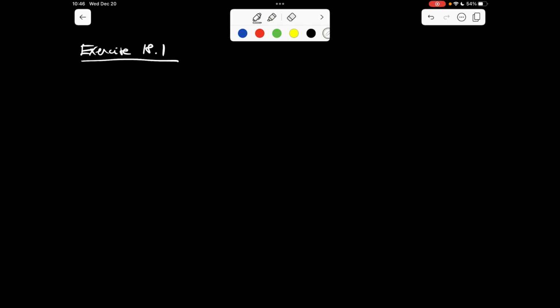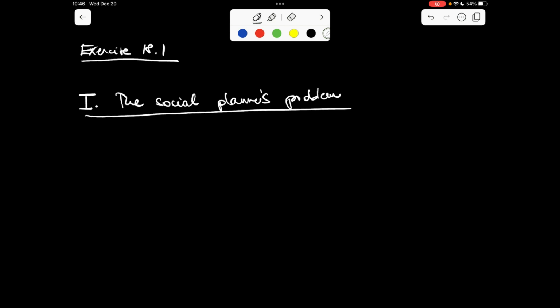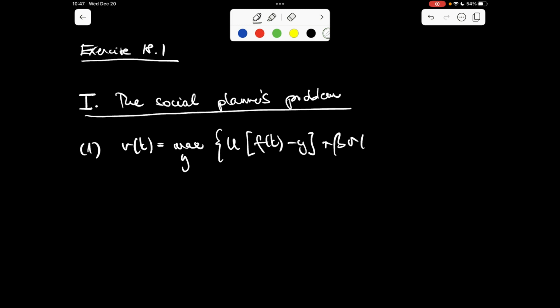So these two solutions are supposed to be the same. So let's solve first the social planner's problem. This is the basic, now classical growth model. So the Bellman equation, which is equation 1, is familiar. So this is the Bellman equation of the social planner, and we are going to solve this problem.